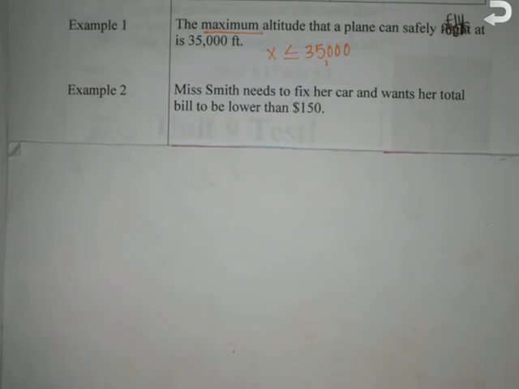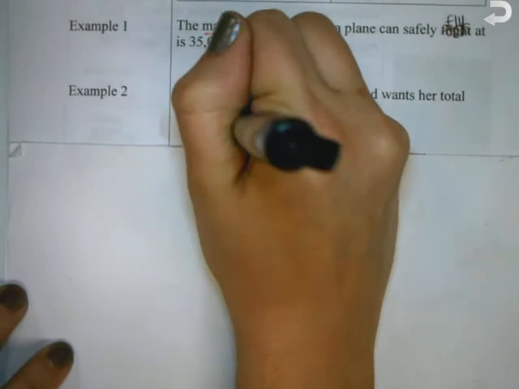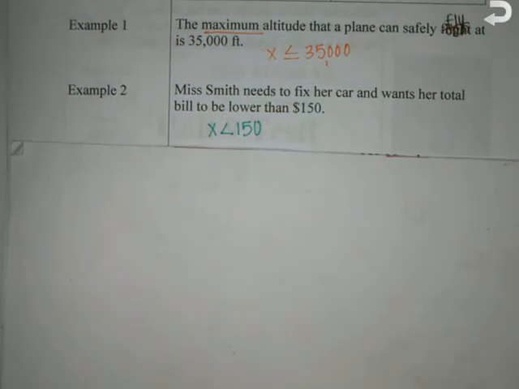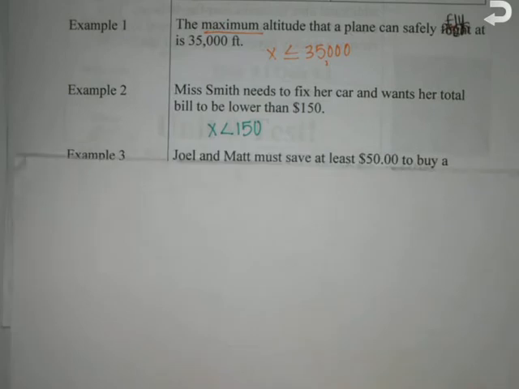Do example 2. Miss Smith needs to fix her car and wants her total bill to be lower than $150. Got it. What would that be, Jared? X less than 150. Okay? So I don't want to pay $150. I can pay $149, but I don't want to pay $150. Make sense?